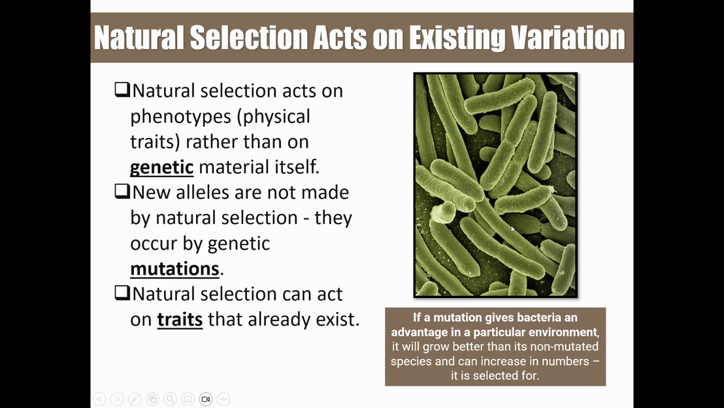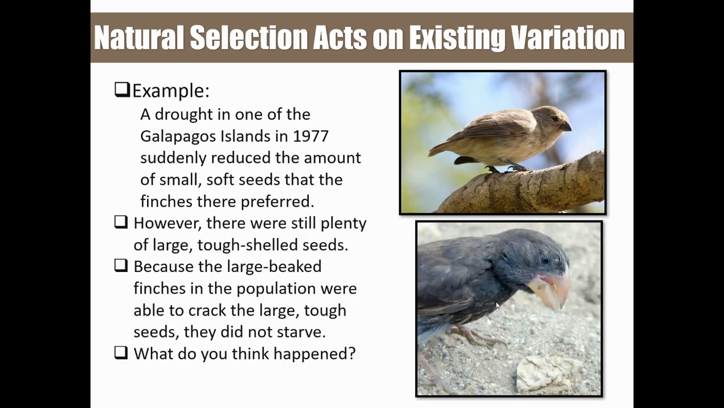And so if you look here, we have a population of bacteria. And if within this population there's some sort of mutation that gives bacteria an advantage in a certain environment, then it's going to, of course, grow better than its non-mutated version. And so, of course, it's going to survive. It's going to increase in numbers because it's what we call selected for.